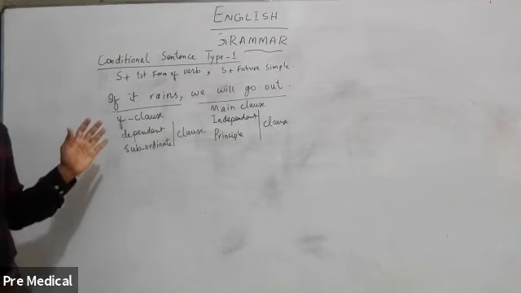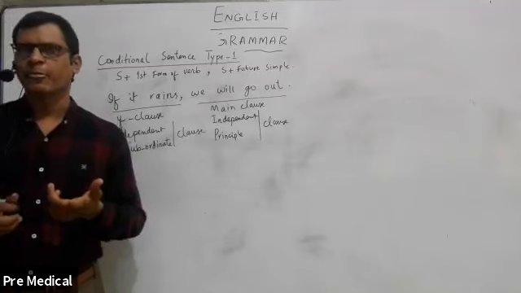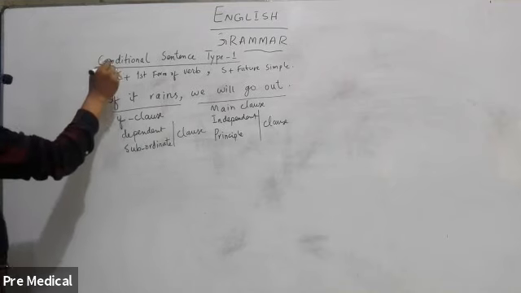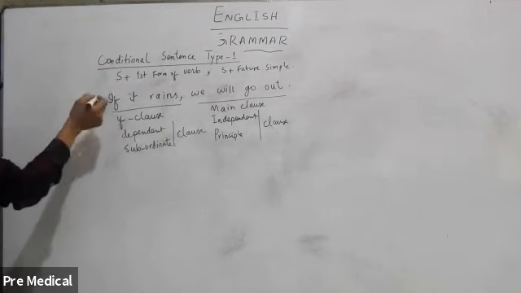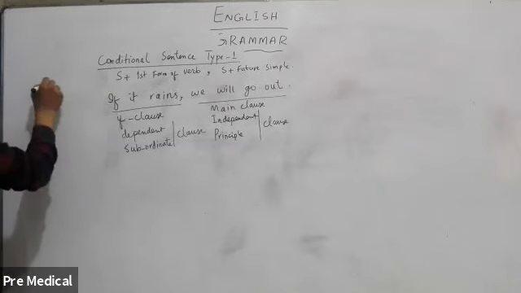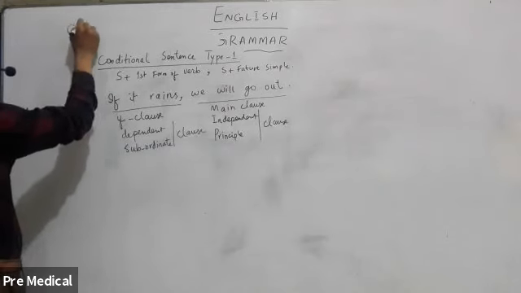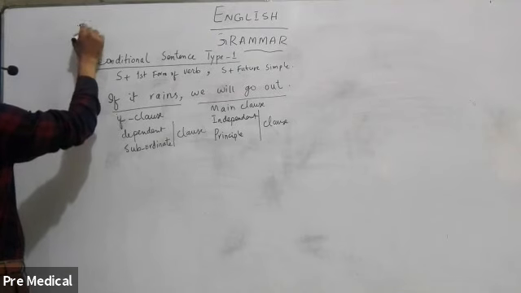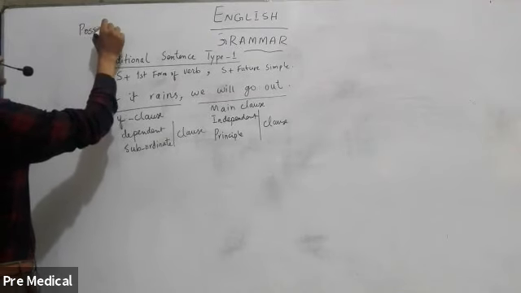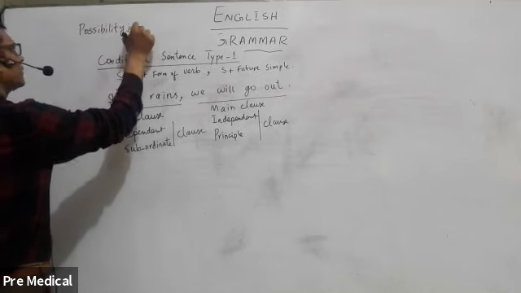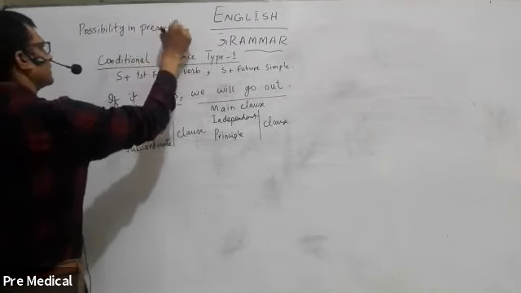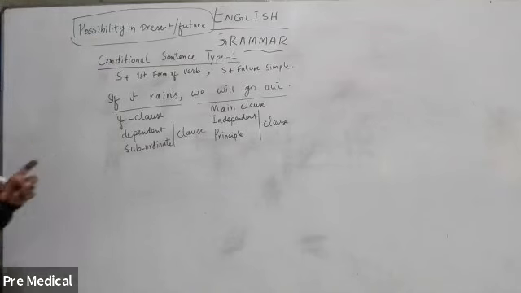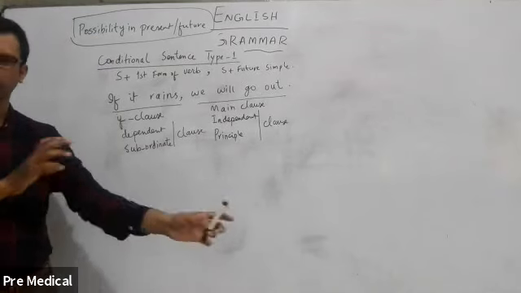We use such kind of sentences because we are speculating. We are trying to guess. We say that conditional sentence type 1 is used when we talk about possibility in present or future. That is easy. There is some possibility in present or future about something.